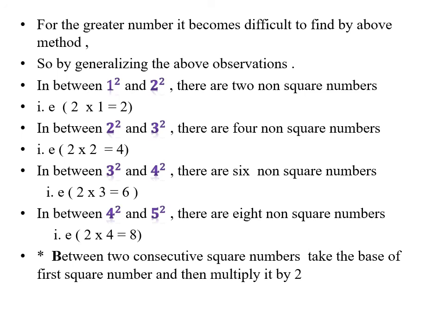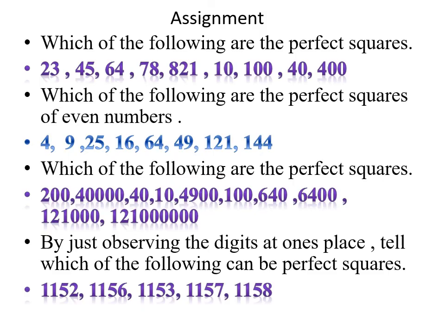Once again, I am explaining this. See here, in the first example, the first number is 1. So that 1 is multiplied by 2. It gives you 2 non-square numbers. In the second example, the first number is 2. So 2 multiplied by 2 equals 4. That gives you 4 non-square numbers between those two squares. Third example, 3. So 2 multiplied by 3 equals 6. And fourth, 4. So 2 multiplied by 4 equals 8, means a total of 8 non-square numbers are there.